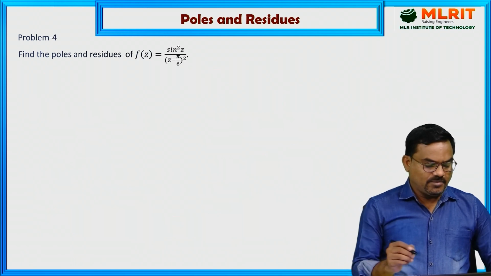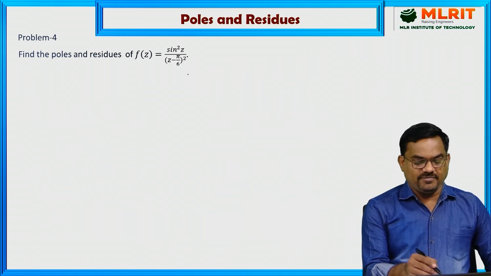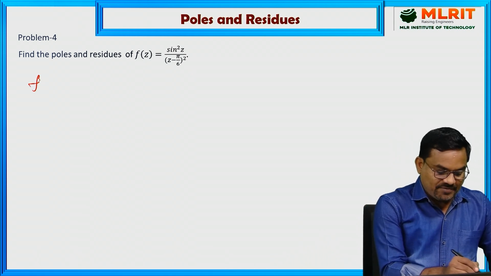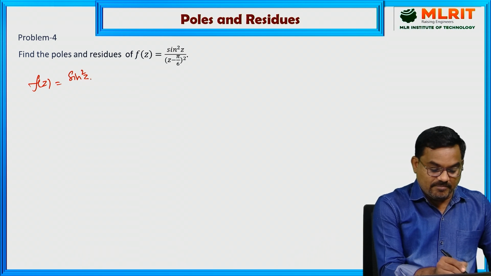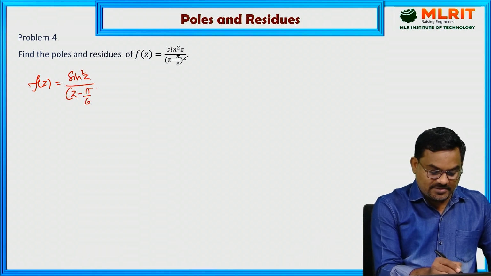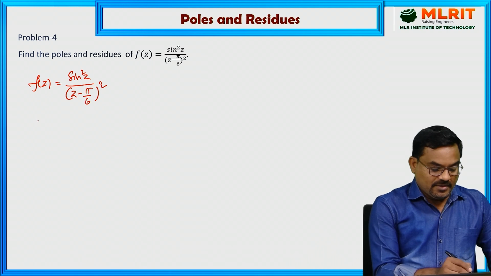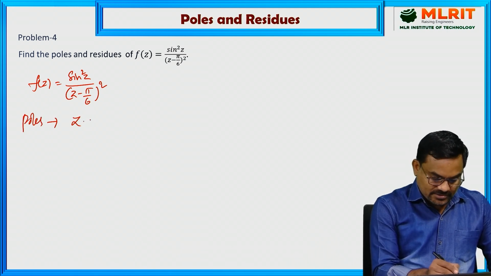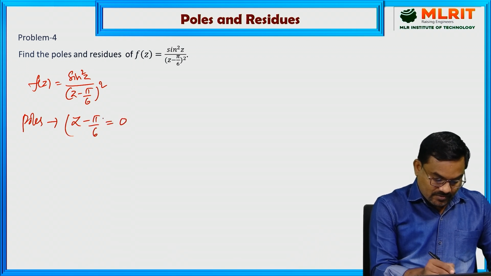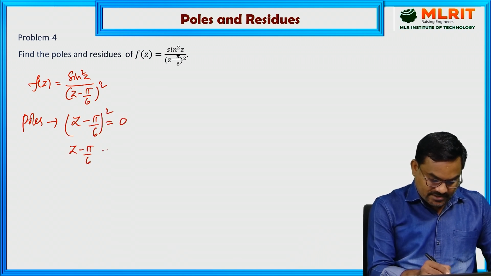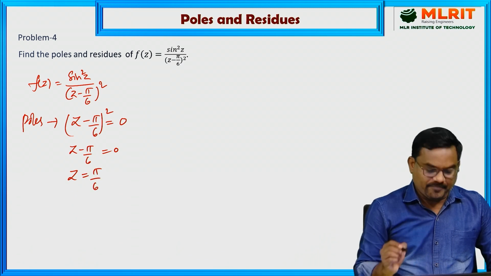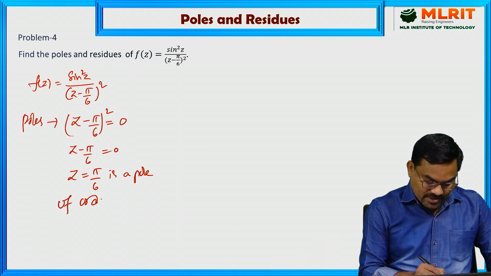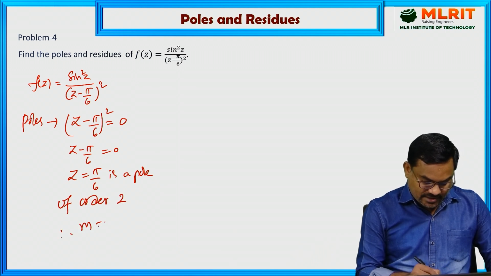Let us solve one more problem. Find the poles and residues of f of z equal to sin square z by z minus pi by 6 whole square. So here f of z is sin square z by z minus pi by 6 whole square. To find the poles, let us equate the denominator to 0. Whole square is 0, so z minus pi by 6 is 0. z equal to pi by 6 is a pole of order 2. So therefore here m equal to 2.